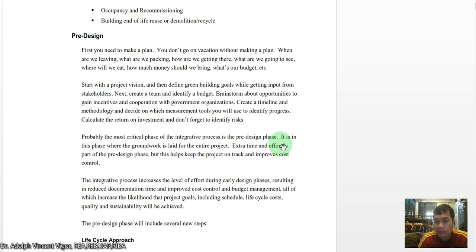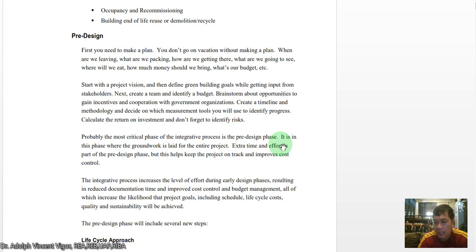So you start with a project vision and then define green building goals while getting input from stakeholders. Then next you create a team and identify a budget. Brainstorm about opportunities to gain incentives and cooperation with government organizations. Create a timeline and methodology, and decide on which measurement tools you will use to identify progress. Calculate the return on investment and identify risk.